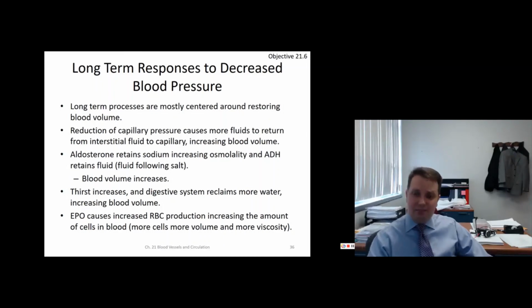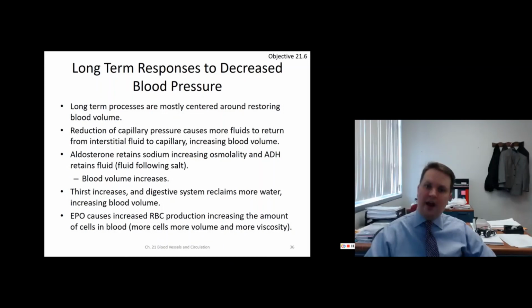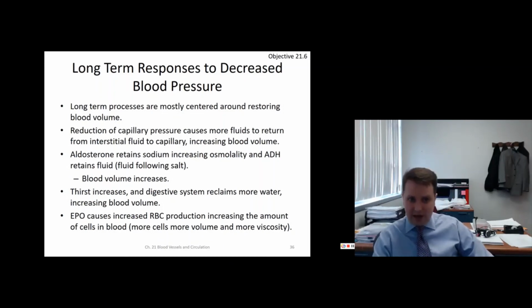Now this is important. You need to know how fluids move from one fluid compartment to another. This is an important thing in healthcare. That's why I'm talking about this. Okay? It is important. So then our aldosterone retains the sodium ions and the blood osmolarity goes up, and ADH also retains fluid, and those fluids follow the salts to get more fluid into the blood. Blood volume goes up. We get more thirsty. We reclaim more water from the gut. We drink more water, and then we also increase blood volume.